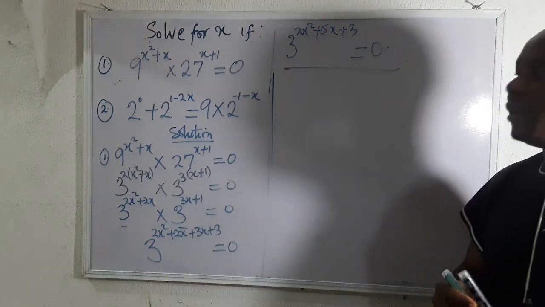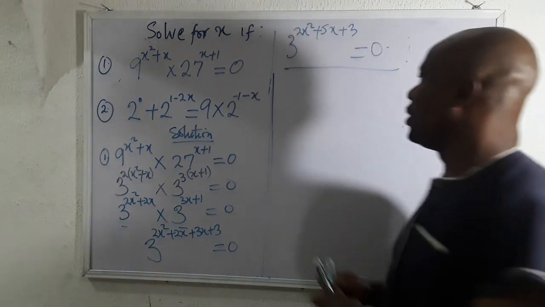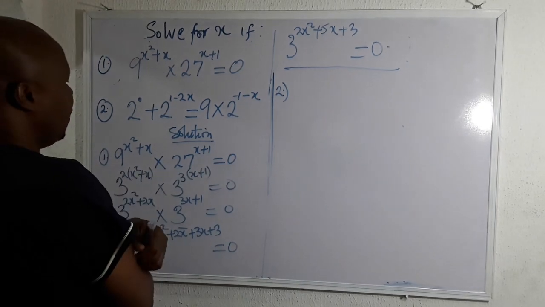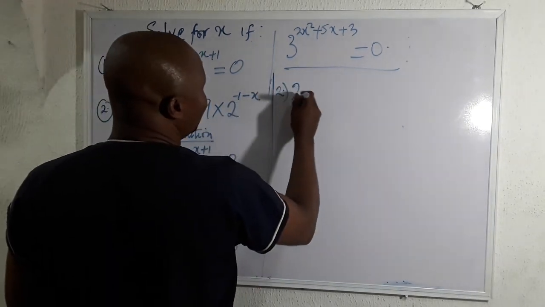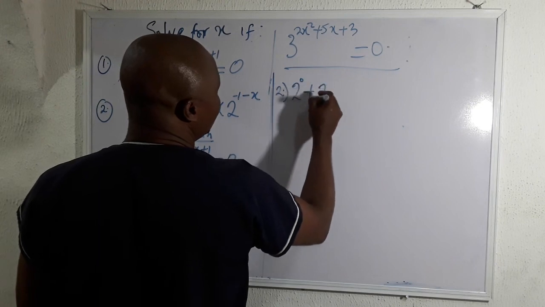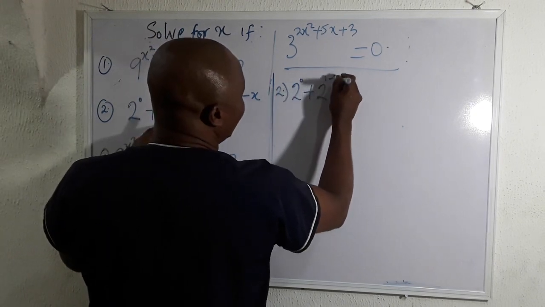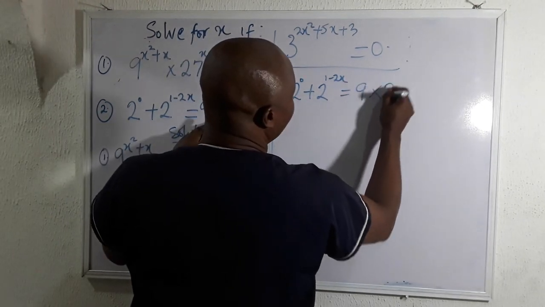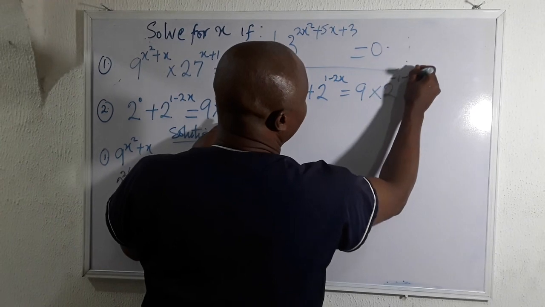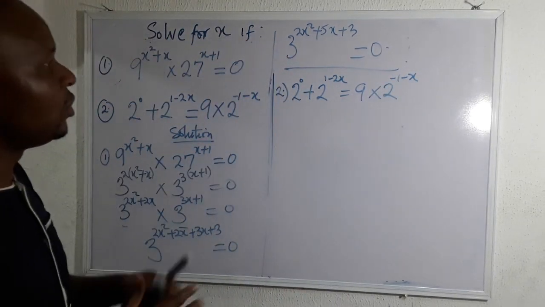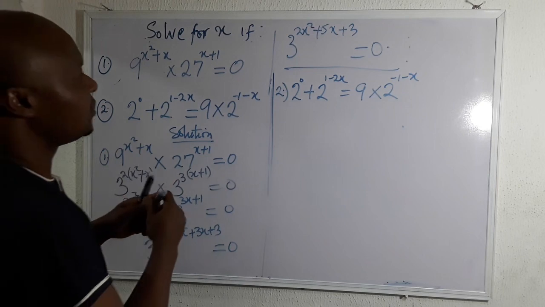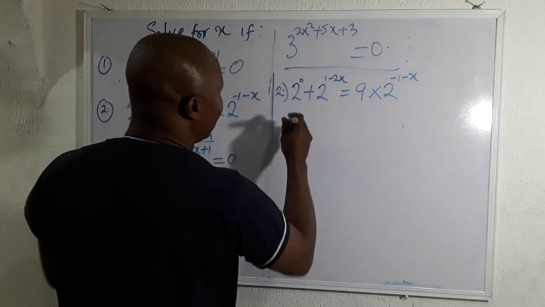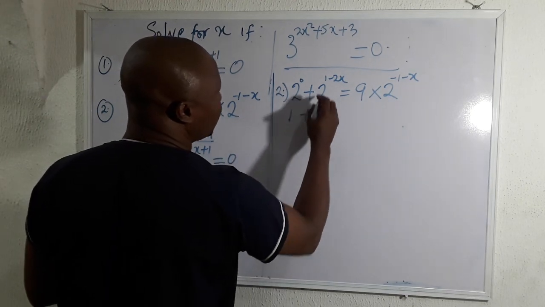Now let us proceed to question number 2. Question number 2 is this: 2 raised to power 0 plus 2 raised to power 1 minus 2x is equal to 9 times 2 raised to power minus 1 minus x. We can see clearly here that 2 raised to power 0 is already 1.